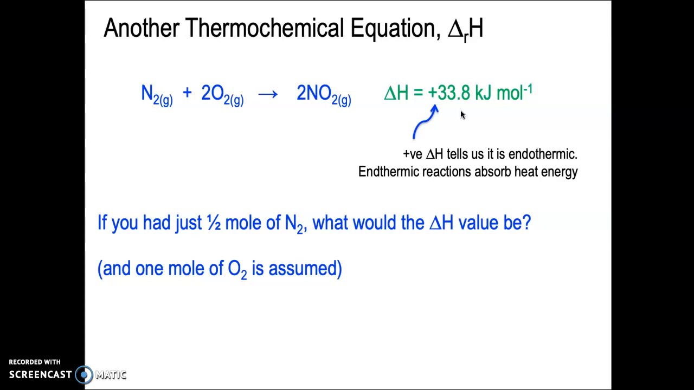Now, you can be excused if you reach for your calculator. And if you say 16.9 kilojoules, you're right, it would be half the amount of energy.